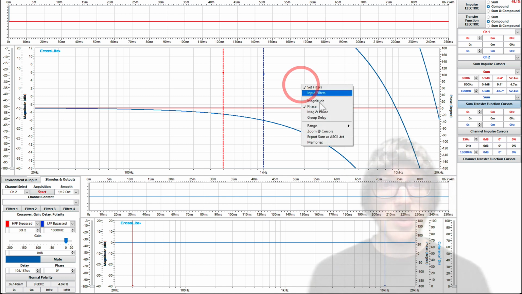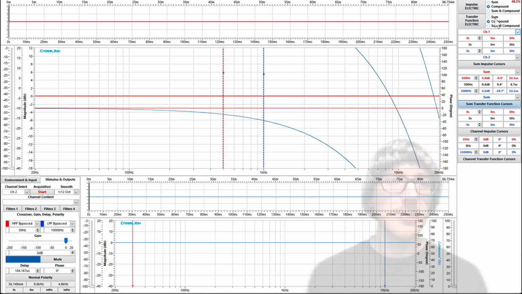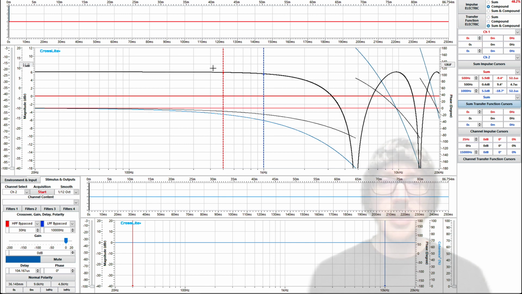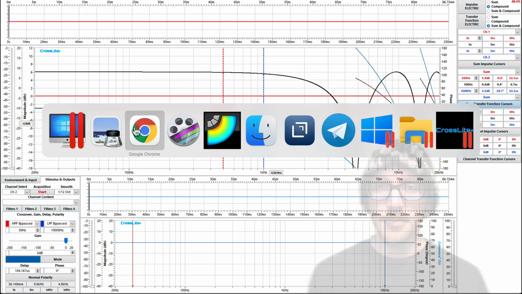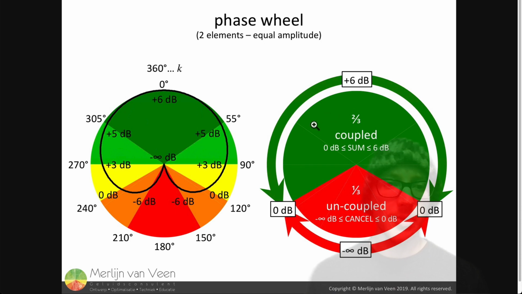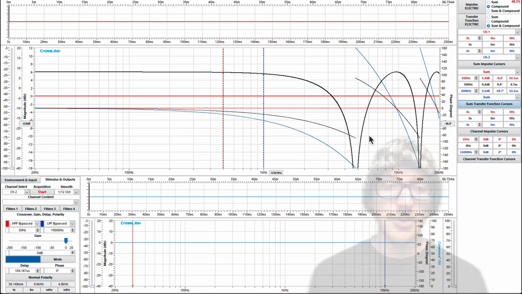Okay, so let's switch to looking at magnitude and phase. Let's turn the sum back on, and now we see that pattern that I was just talking about. So we have 6 dB of summation, and then here at about 3K, we hit 0, where we have 120 degree phase offset, and now we start to go into cancellation, and then comb filter as we go around and around the phase wheel, and the cycle continues.